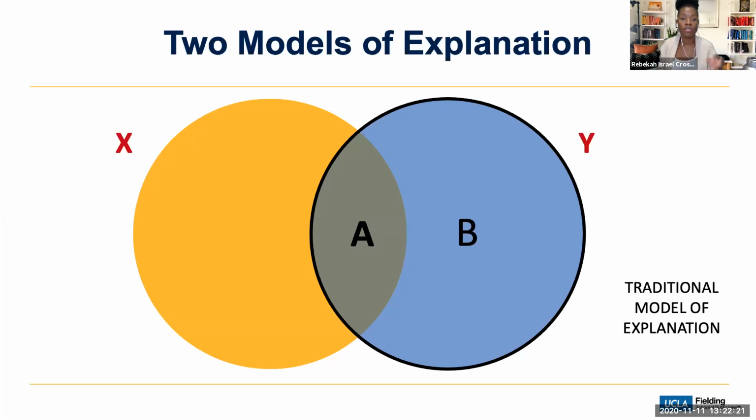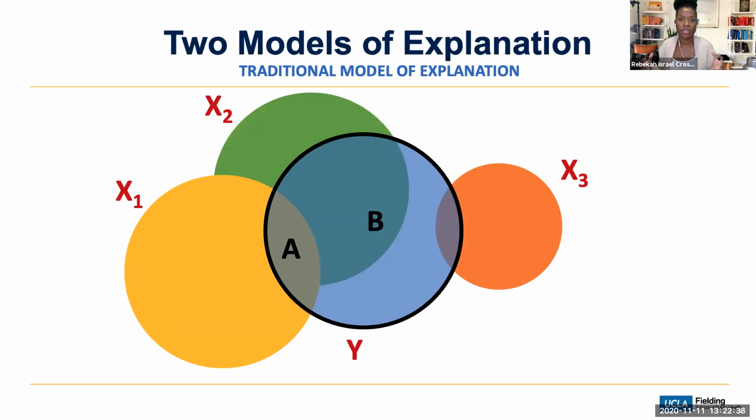You want to find all of the variables, all of the X variables or independent variables that help explain statistically the differences between people who are physically active and people who aren't physically active. So this is kind of a simplified model of the traditional model of explanation. But the more complicated model of explanation looks like this, right?